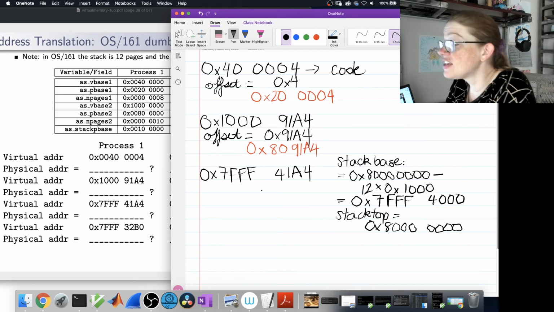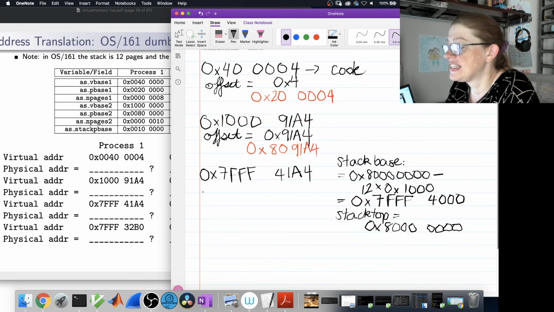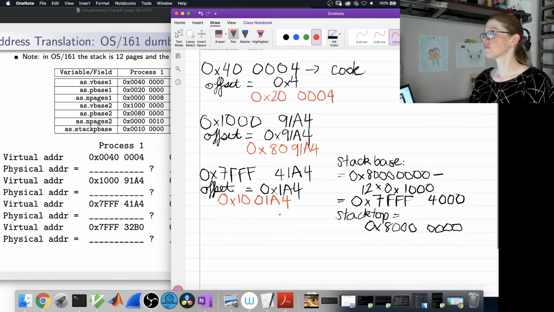And I look at this address here and I see very clearly that it falls in that range, which means this is a stack address. So I'm going to calculate my offset as 1A4. And then I can do my physical address looking at the stack P base, which is going to be 0x10 1A4. It's not too bad, right? It's very reasonable.